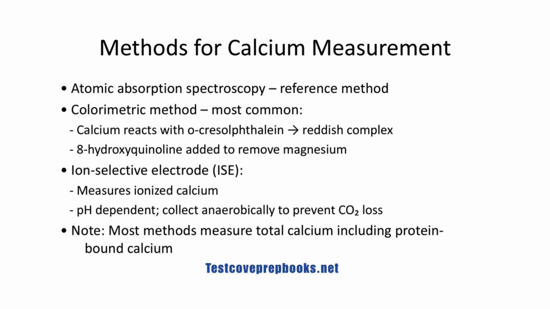The reference method for calcium measurement is atomic absorption spectroscopy. The most common laboratory method, however, is colorimetry, where calcium reacts with o-cresolphthalein to produce a reddish complex. To prevent interference from magnesium, 8-hydroxyquinoline is added. Ion-selective electrodes can also be used to measure ionized calcium. These are pH-dependent, so samples should be collected anaerobically to prevent carbon dioxide loss, which would alter pH.